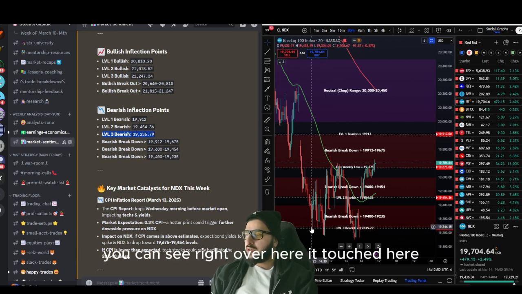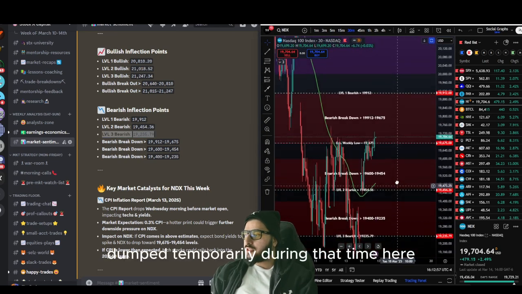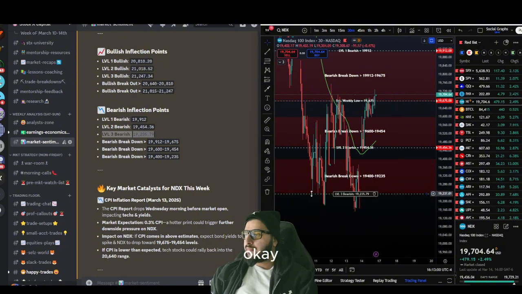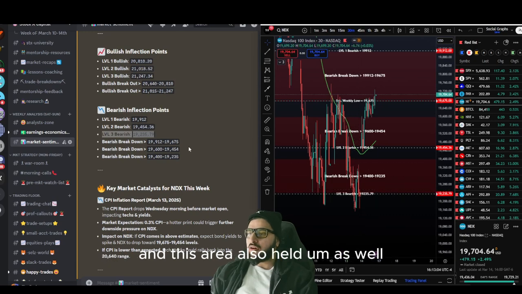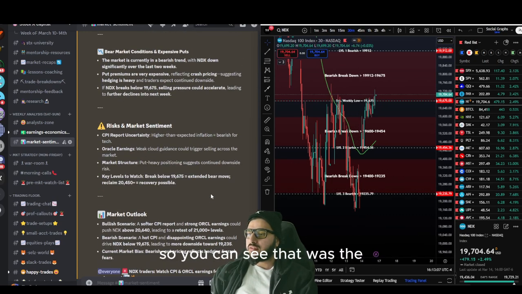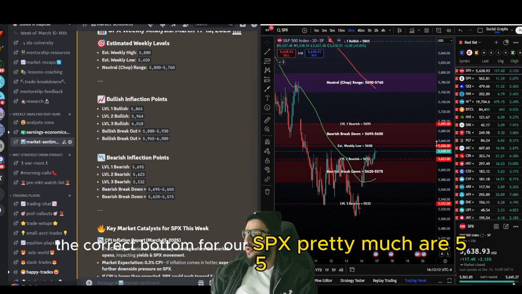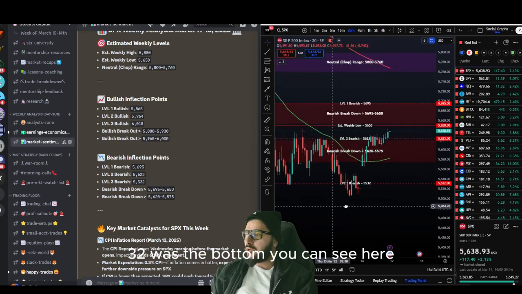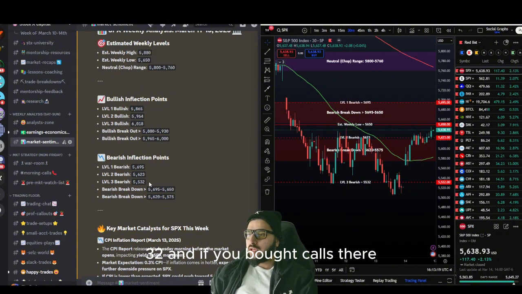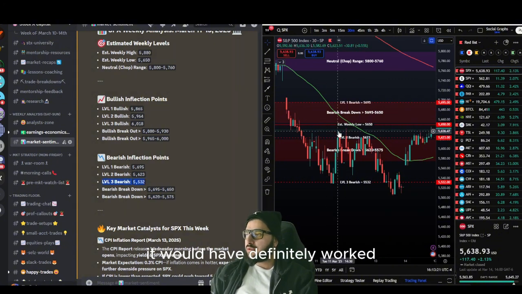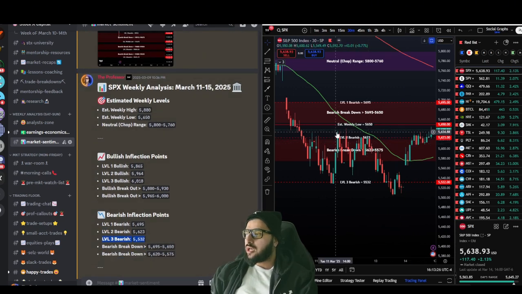You can see right over here, it touched here, and then it pretty much dumped temporarily during that time here, okay? So you can see how accurate it is at these points, and this area also held as well. So you can see that was the correct bottom. For our SPX, pretty much our 55.32 was the bottom. You can see here many times it held at 55.32, and if you bought calls there, it would have definitely worked. As you can see, the market kind of held between the level 1 and the level 2 bearish zones here.